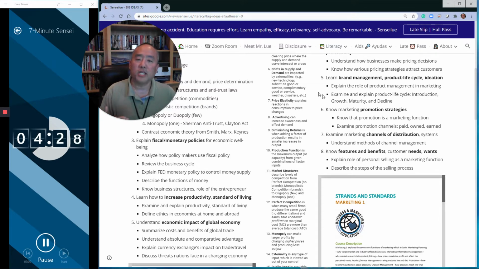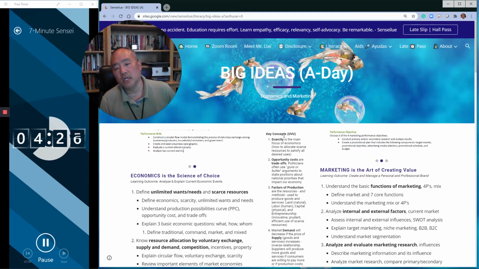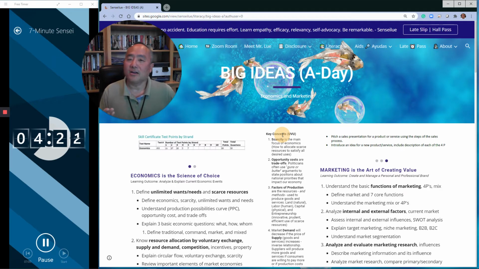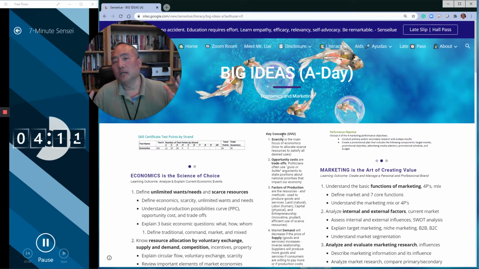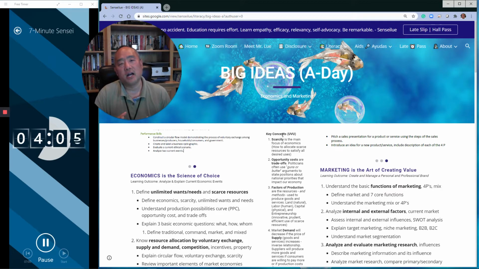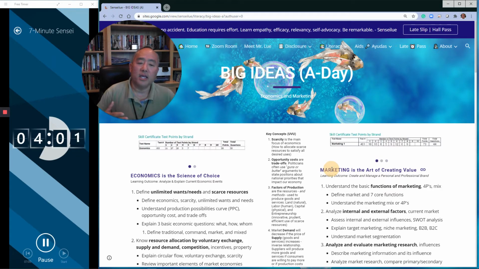Now, to the center here of this page, you'll notice key concepts from UVU. These are the key concepts that you must understand if you're taking my economics class. So whether you're concurrent enrollment or you're just a high school student in my class, then you need to understand these key concepts for the final exam. Off to the right, you see that we cover marketing.